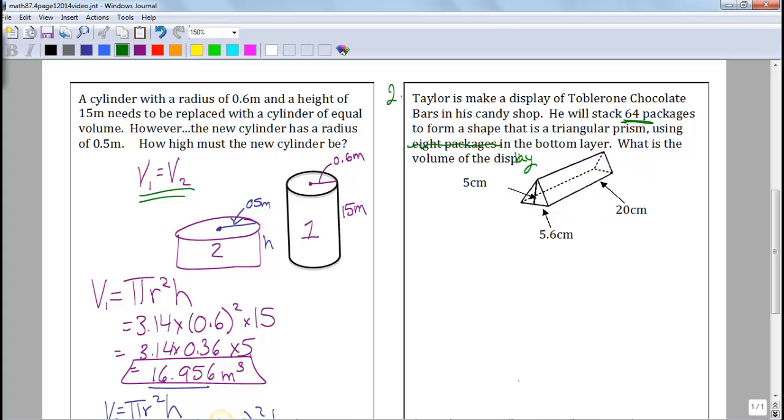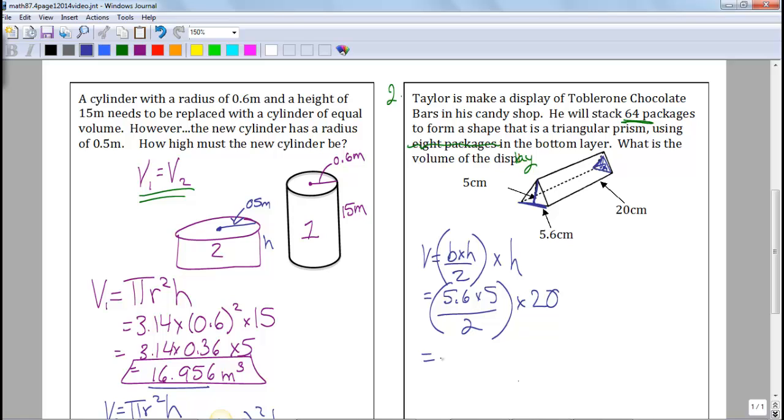So let's go over again how to solve for a triangular prism. Even though it's on the rectangle side, the base of a triangular prism is actually the triangle. So volume is going to be base times height divided by 2 for the triangle, and then I'm going to multiply it by the 20, that last dimension. The base of the triangle part is 5.6. The height of the triangle part is 5, divided by 2, multiplied by 20.